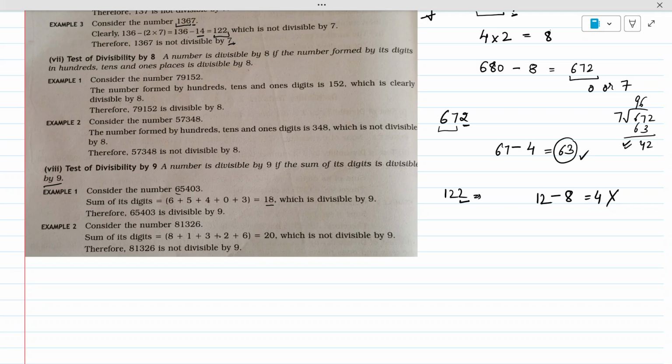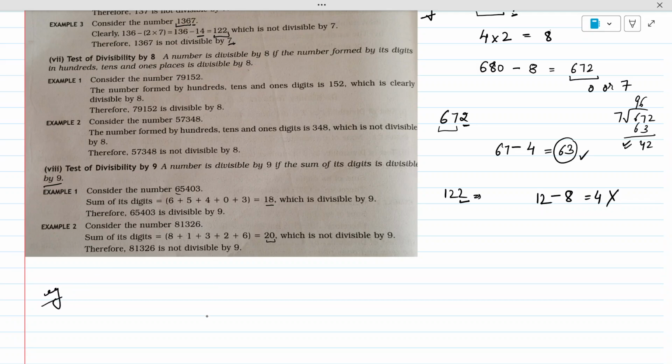Okay. Next, they have taken 81326. Now what they have done? They have added all the digits, and the sum of these digits is 20. And we know that 20 is not a multiple of 9. It is not divisible by 9. So the complete number is also not divisible by 9.